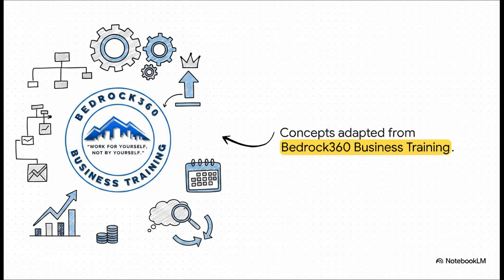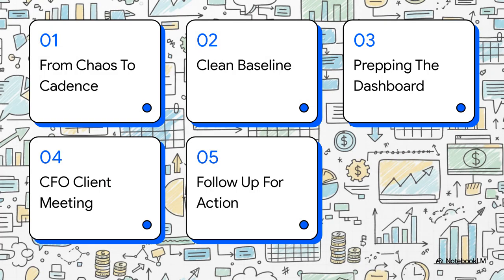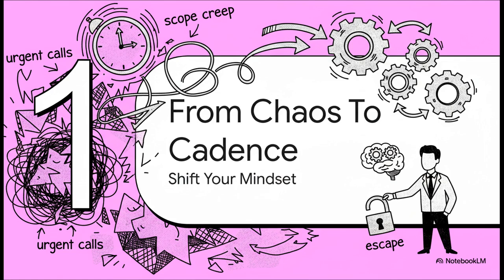We're going to walk through the exact monthly cadence that takes raw, messy accounting data and actually turns it into executive-level, strategic decisions. It's a process specifically designed to make your advisory services not just scalable, but absolutely indispensable to your clients. Here is our agenda for today. 1. From chaos to cadence. 2. Setting the clean baseline. 3. Prepping the dashboard. 4. The CFO client meeting. And finally, 5. Follow-up for action. Let's dive right into Section 1, from chaos to cadence.